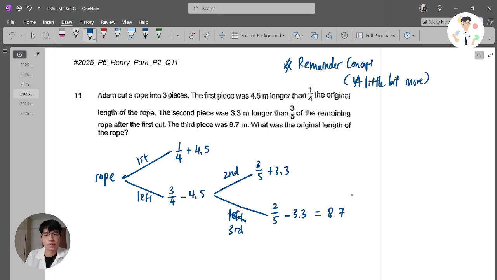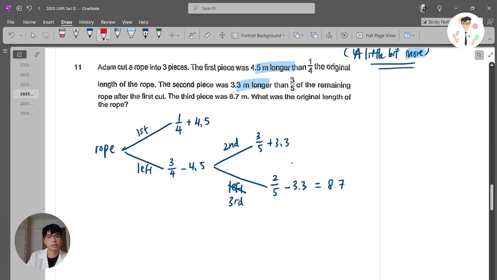And that is actually equivalent to 8.7 meter. Now, this question again is a little bit more type of question that we learned. But this is slightly different because they don't use the word more. They use the word longer instead. Okay. So how do we do this?